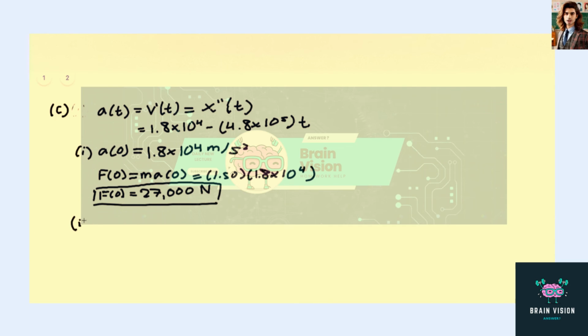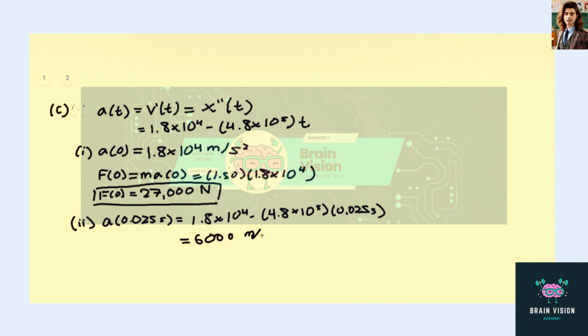As you might have guessed, in part 2, we're going to take a look at the flip side and see what the acceleration is at the very end of the barrel, just before the chicken emerges. So we're going to need our friend 25 milliseconds one more time. Plug that into the expression we found earlier, which was 1.8 times 10 to the fourth minus 4.8 times 10 to the fifth times that time interval, and get numerically 6,000 meters per square second.